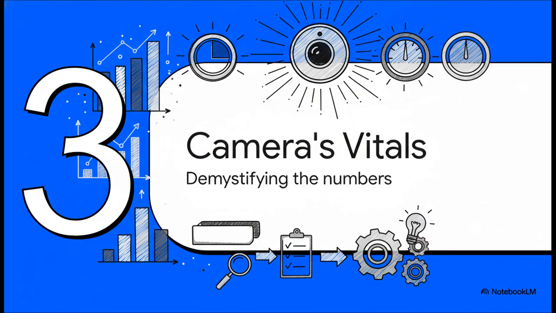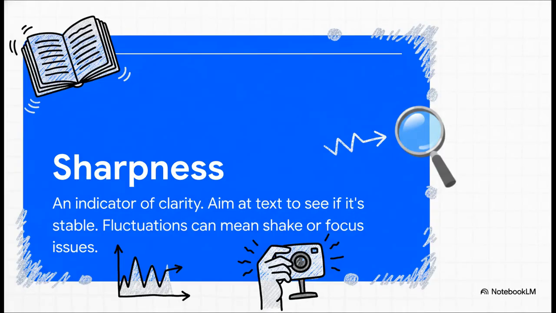Okay, so you've run the tests, and now you're looking at a bunch of numbers. What on earth do they actually mean? Let's break down these camera vitals and turn them into simple, actionable tips you can actually use. First up is sharpness. This is basically just a score for how clear your image is. And here's a great little trick. Point your camera at a book or something with text. If you see that sharpness score jumping all over the place, that's a big red flag that your camera is struggling to focus, or maybe your laptop just isn't on a stable surface.